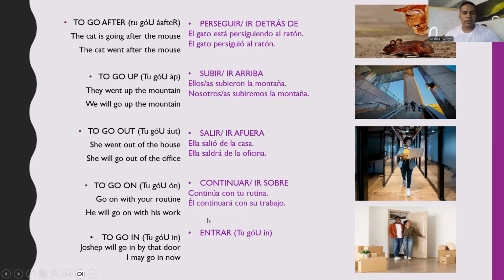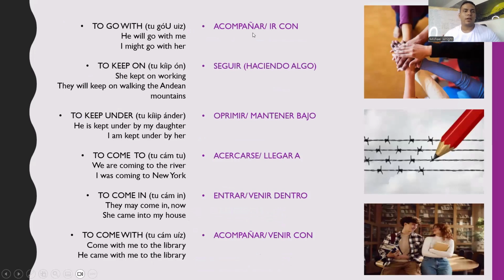Okay, so to go in, right? So Joseph will go in by the door. So I may go in now. Okay, so we have to go with: he will go with me, which is to go together with somebody. So he'll go with me. I might go with her.